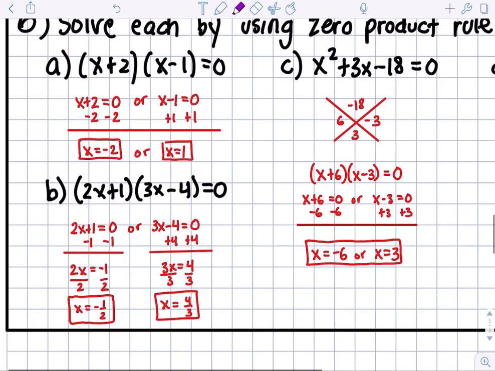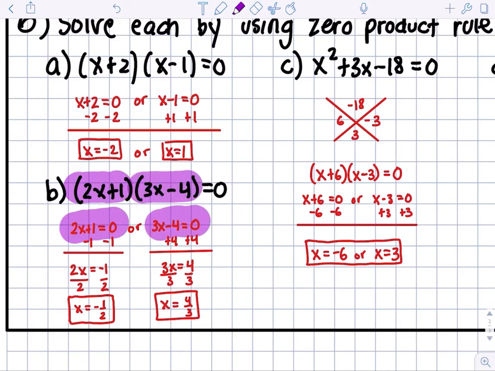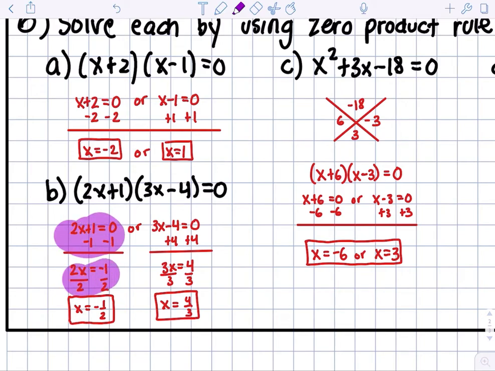Alright, part B, that's already factored. So now all we have to do is set this one equal to 0, and this one equal to 0. And then you solve. Subtract 1 from both sides, divide both sides by 2, and you're going to get x is equal to -1/2. For this one, add 4 to both sides, divide both sides by 3, and you're going to get 4/3.